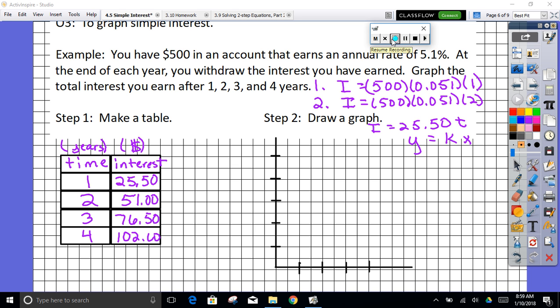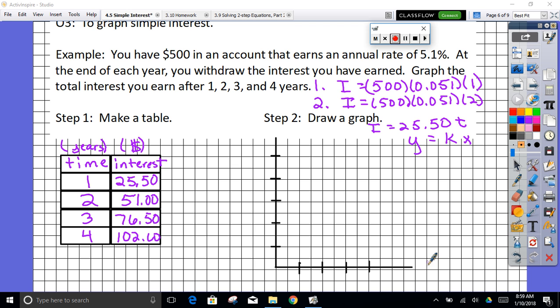Okay, before we draw the graph, knowing that this equation represents a proportional relationship, who can tell me what the graph is going to look like? Jake. Through the origin, a straight line. Excellent. So we're expecting a straight line through the origin. That's what we're going to get.